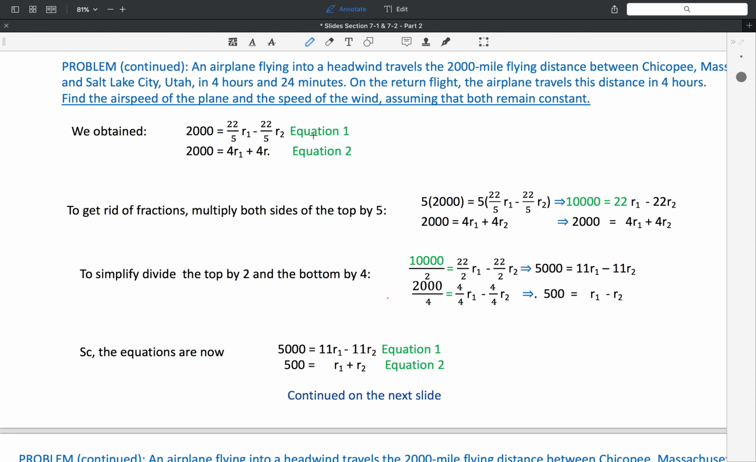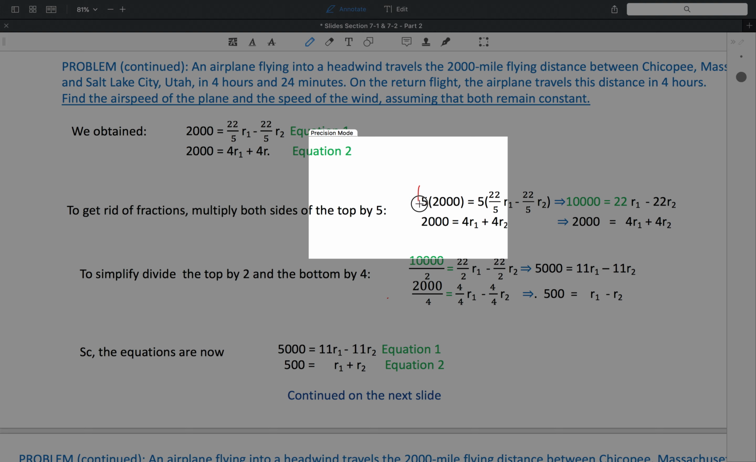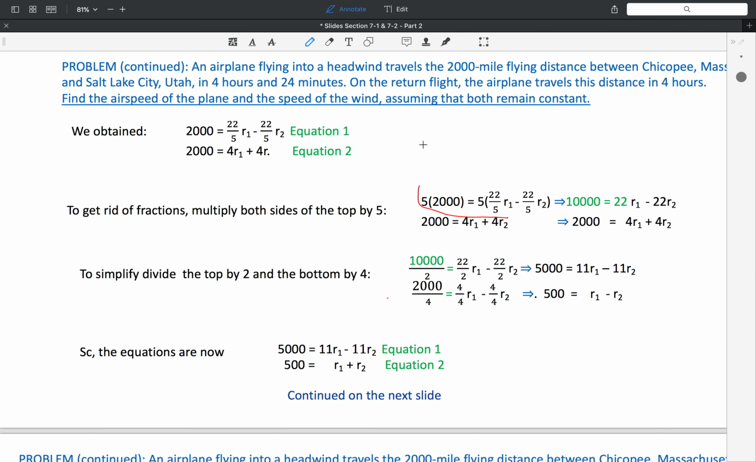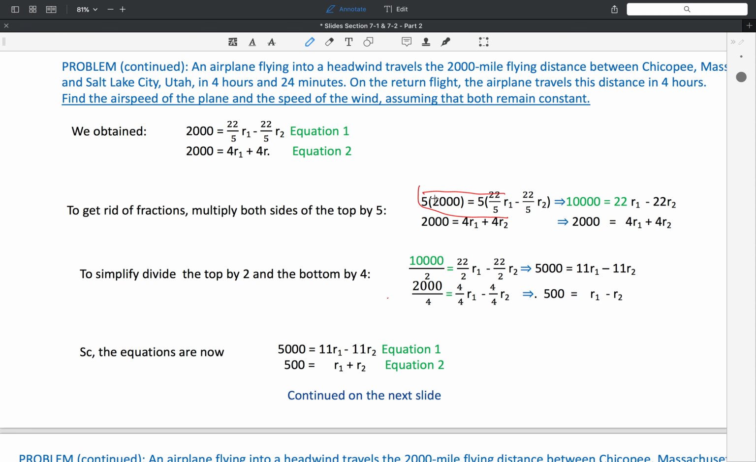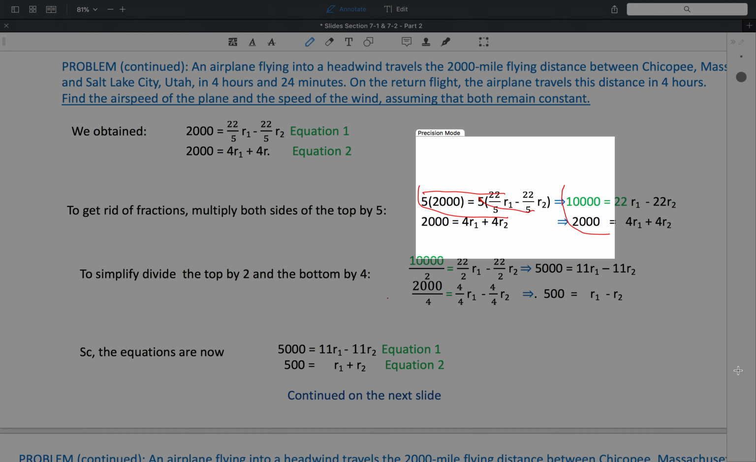So I want to get rid of the 5. So what I'm going to do is multiply both sides by 5. And I get 5 times 2,000 is 10,000. 5 times 22 over 5 is going to be 22 R1, and 5 times 22 over 5 R2. The 5s cancel, and then I'm going to get 22 R2. This one I don't do anything. So that's my new system right here.